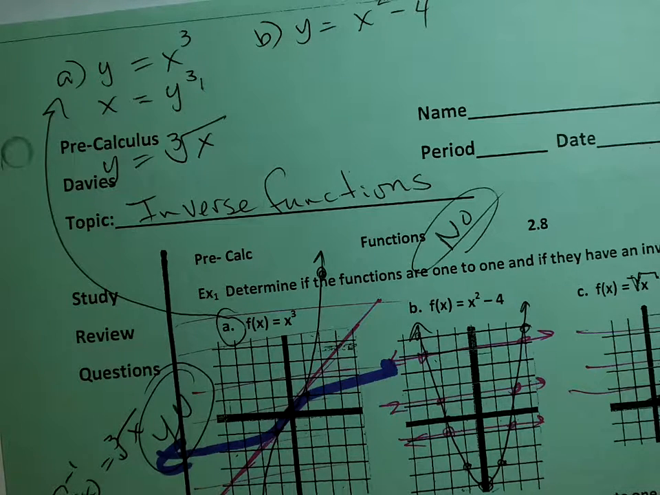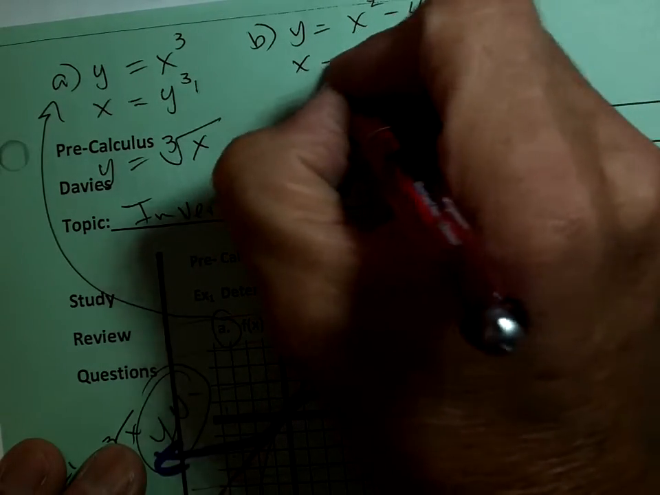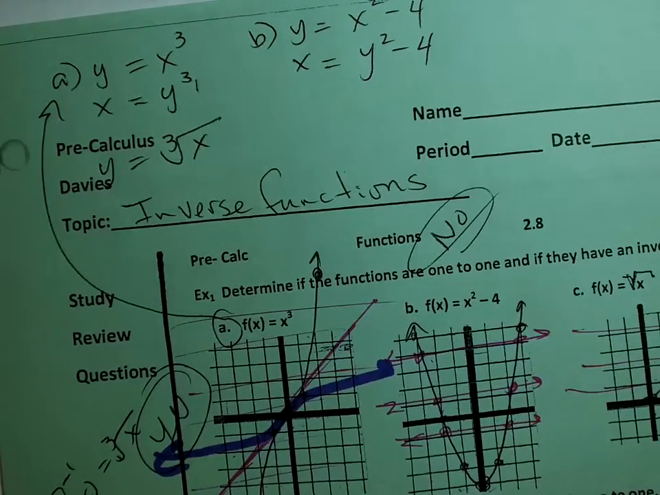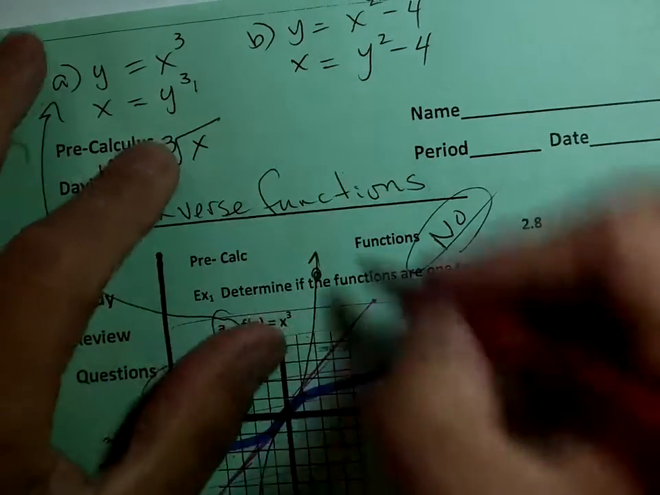If you want the inverse, x's become y's, y's become x's. So I switch them over. x equals y squared minus 4. So far I just switched, that's all I did. Now let's solve for y. Plus 4.